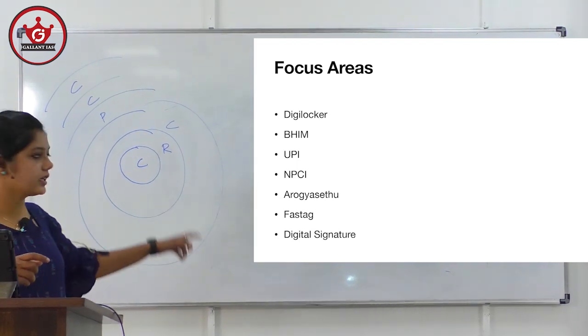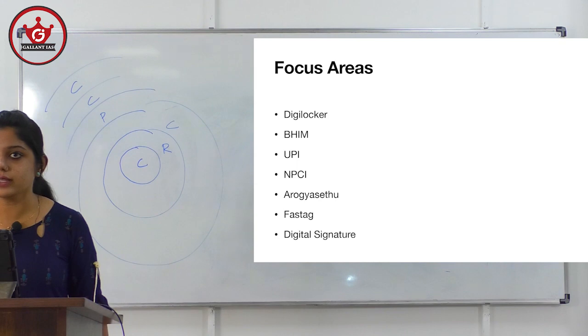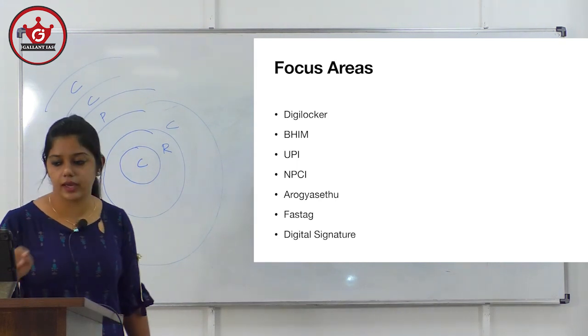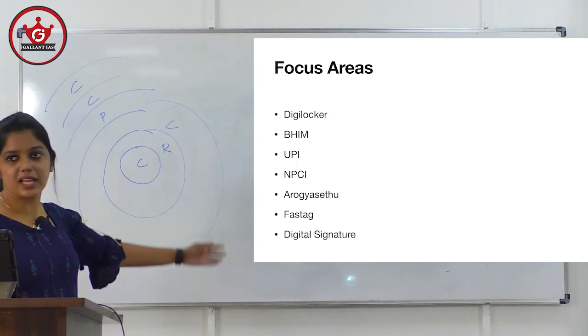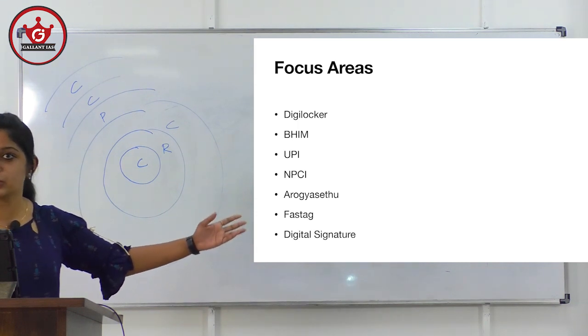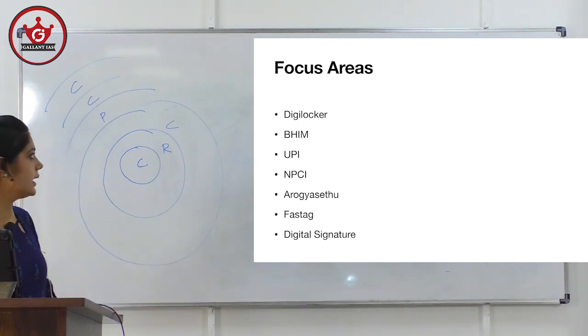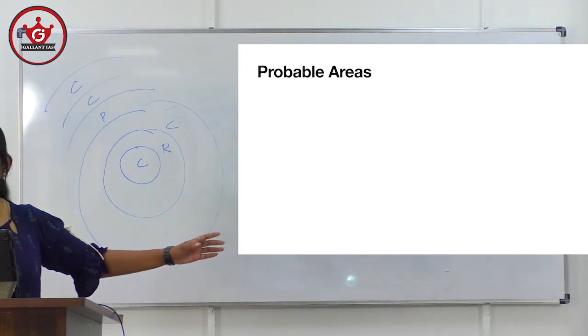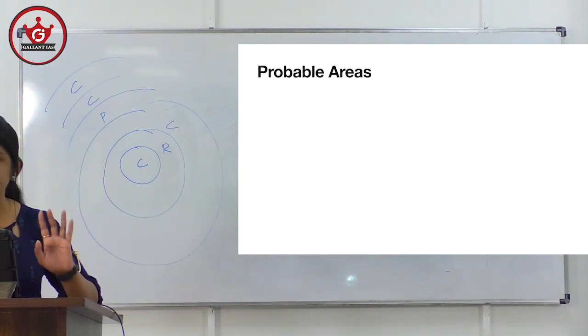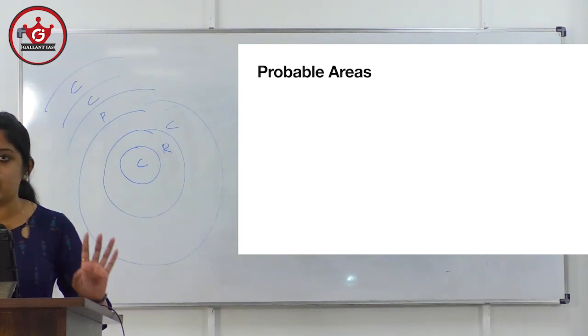FASTag included. All these are technologies by the government. Probable areas, these can be repeated again. See, RuPay card, etc. can be repeated again. So, probable areas I haven't included. You may please note that important technologies by the government can be asked.